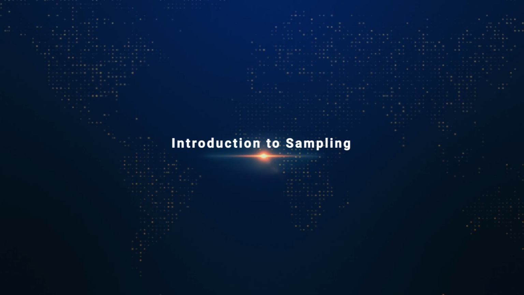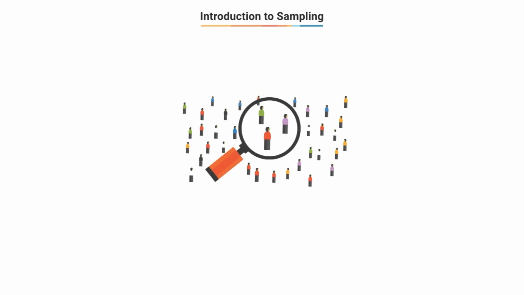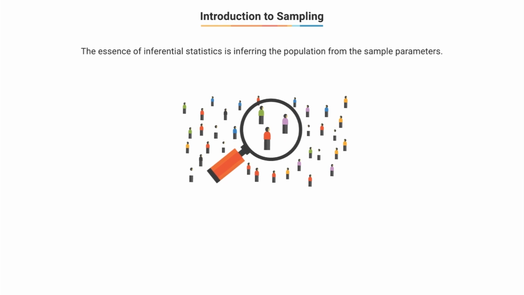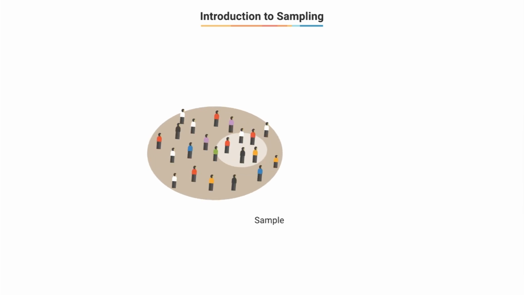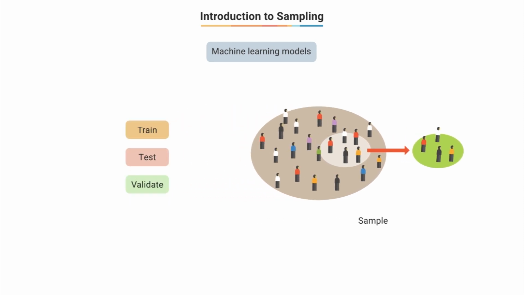Now, I would like to bring your focus to one key concept, which is sampling. Sampling is one of the key things that help us make better inferences. As you know, the crux of inferential statistics is that you need to infer the population from the parameters of the sample, and the way you create this sample plays a very important role. This is also used a lot while building machine learning models when you split the data into train, test and validate.